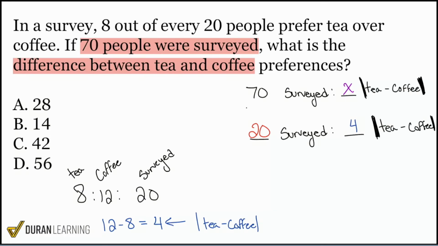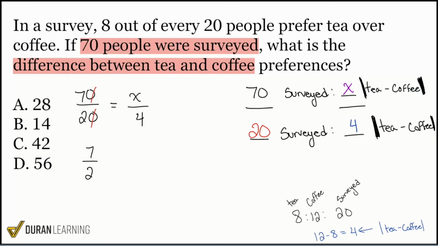So we'll go ahead and do 70 over 20 equals x over 4. Let me make a little more room for myself just in case I need it. And then we'll go over here and write that out. 70 over 20 equals x over 4. We'll cancel things out to make life a little easier for ourselves. So that's going to be 7 over 2 equals x over 4.